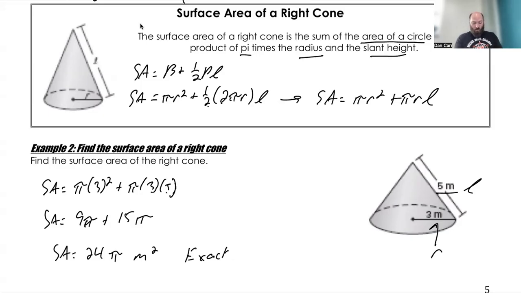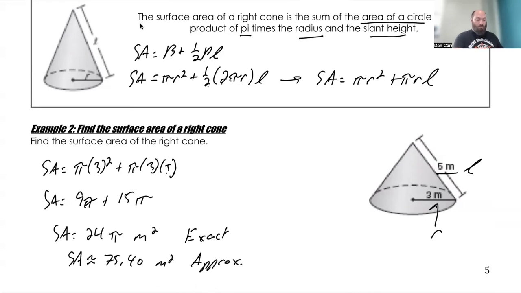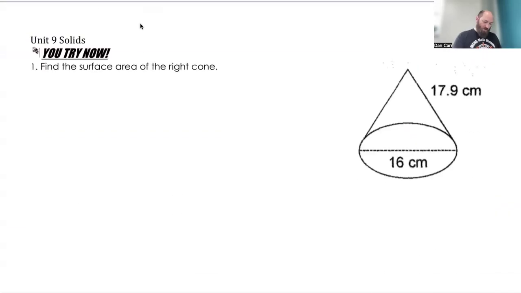And if I take that 24 multiplied by pi, that comes out to an approximate answer of 75.340 square meters. Okay, and that's my approximate. All right. Do we have any more? Nope, we just say you try now.